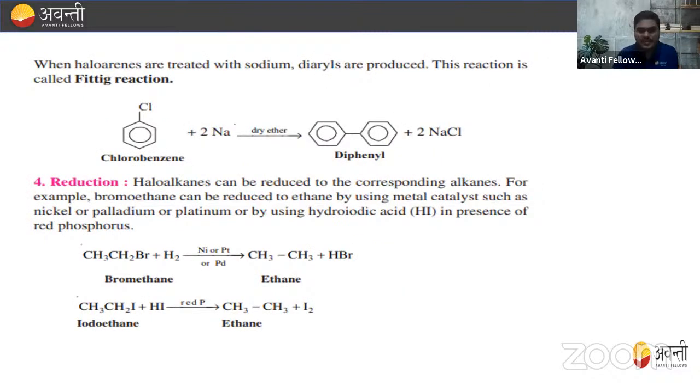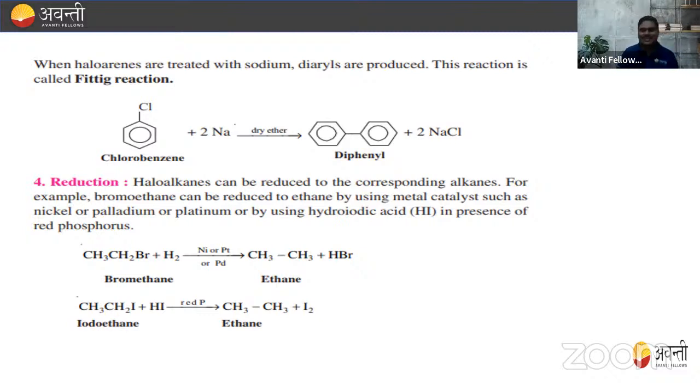Similarly, when aryl halides are treated with sodium, the diaryl product forms, and the reaction is called the Fittig reaction. For example, if someone says, how will you convert chlorobenzene into biphenyl? Then how will you convert it, beta? By using the Fittig reaction. So with magnesium we have only one reaction, but with sodium we have three reactions. The first one is the Wurtz reaction. The second is the Wurtz-Fittig reaction, and the third one, third but not the last, is the Fittig reaction. Clear? So this is all we have.